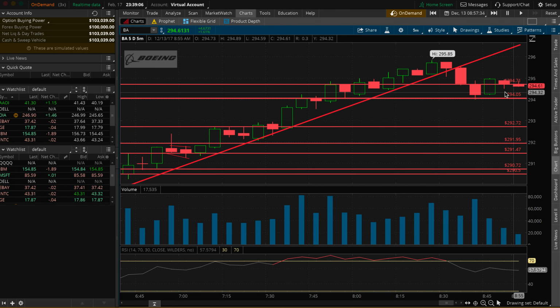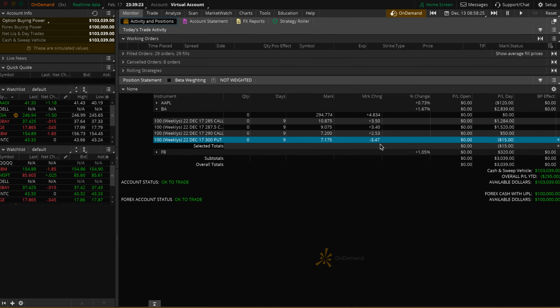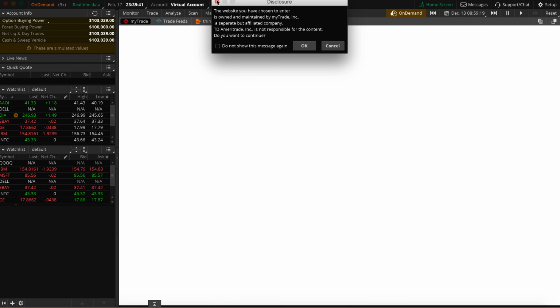But as of right now, it looks like it's losing steam. It held over here. It looks like it might hold, but then it looks like it might not. So we don't have any positions on right now. None. We lost, I guess we lost $15 on that put, and we made $28.50 on there. So we're still up some.